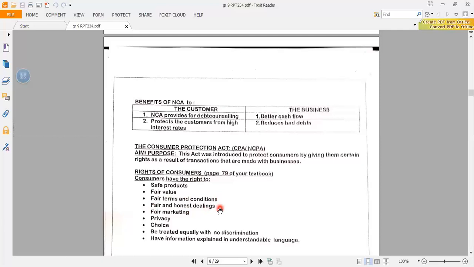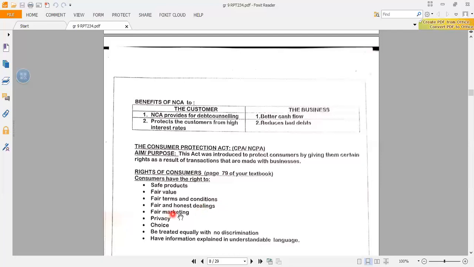Here is very important. Most entrepreneurs try to motivate or influence customers to come and purchase their products. But when customers go there, they see that certain product is out of stock. Consumers, remember, have a right to fair and honest dealing. They cannot be forced to purchase products that they may not want.